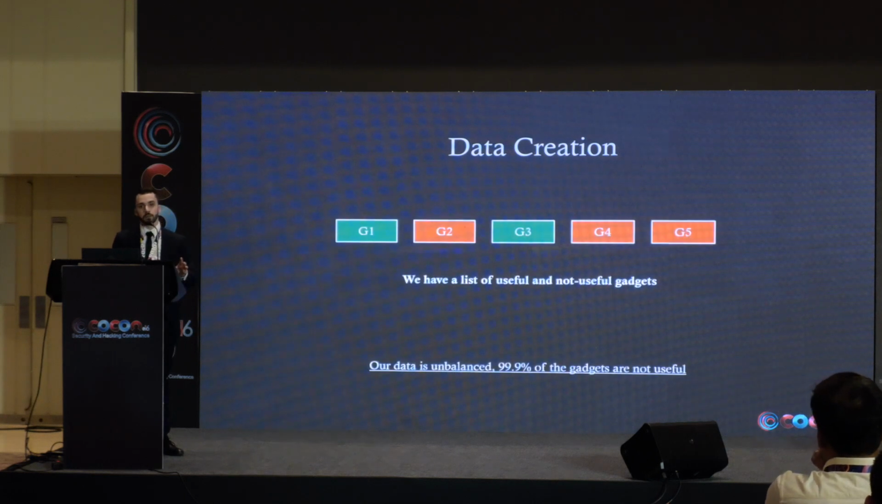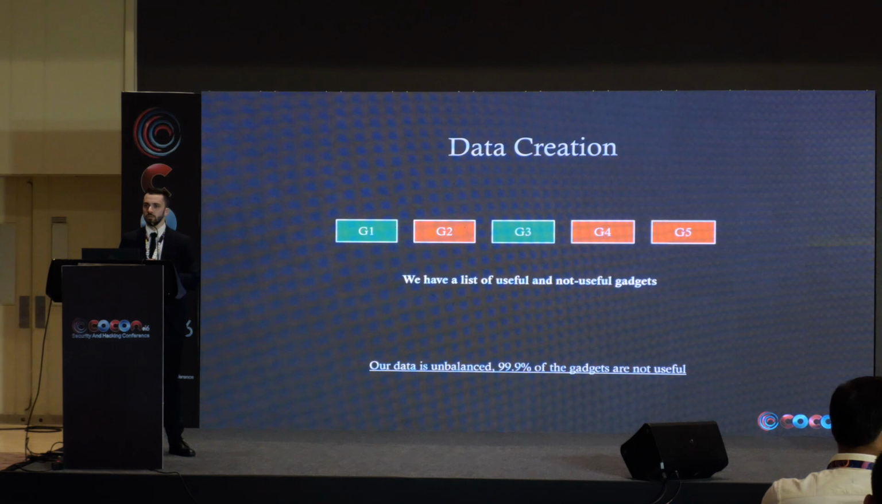So at the end of our data creation, we'll have approximately 40,000 gadgets, but you need to consider that 90.9% of the gadgets are not useful. And it can be more, in fact, if you increase the length of the gadgets. So sometimes it can be very, very difficult to find relevant gadgets.